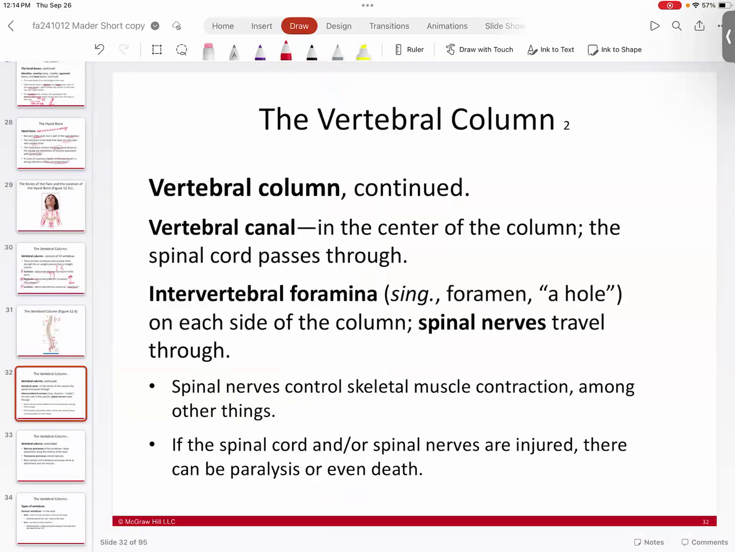When you take a look at the vertebral column, you'll see a couple of major features associated with it. The first one is your vertebral canal. This is the center of the column where your spinal cord passes through. You also have foramina, which basically means little holes.